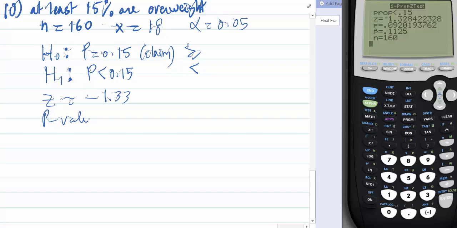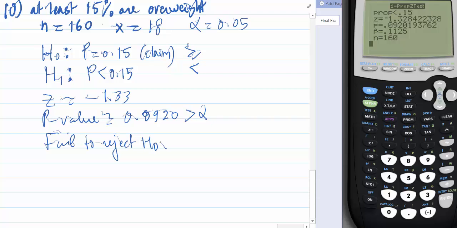P-value is 0.09. Usually use 4 decimal places. 0.0920, which is more than alpha because alpha is 5%. So what's the decision here? Fail to reject H0. If the p-value is less than alpha, we reject H0. If the p-value is more than alpha, we fail to reject H0. The claim is in H0 and we fail to reject H0, so this is what you write.